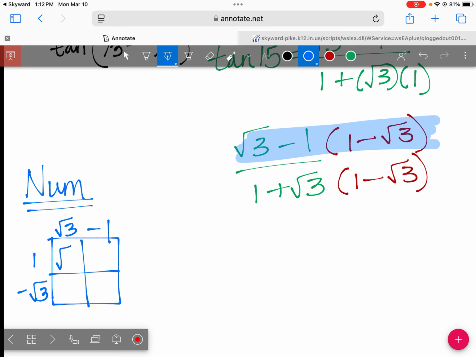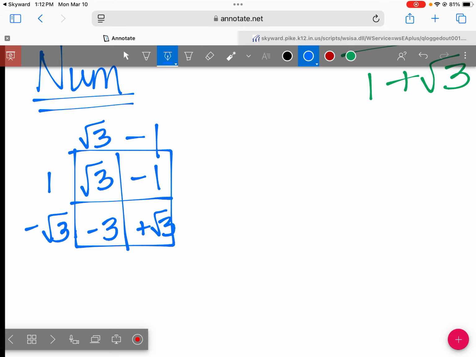So we should have a root 3, a negative 1. This is going to give us a negative 3. This is going to be a positive root 3 because we're multiplying a negative times a negative, which gives us a positive. So for my numerator, I get 2 root 3 minus 4. Who had that for their numerator? All right, good. Now let's do our denominator.